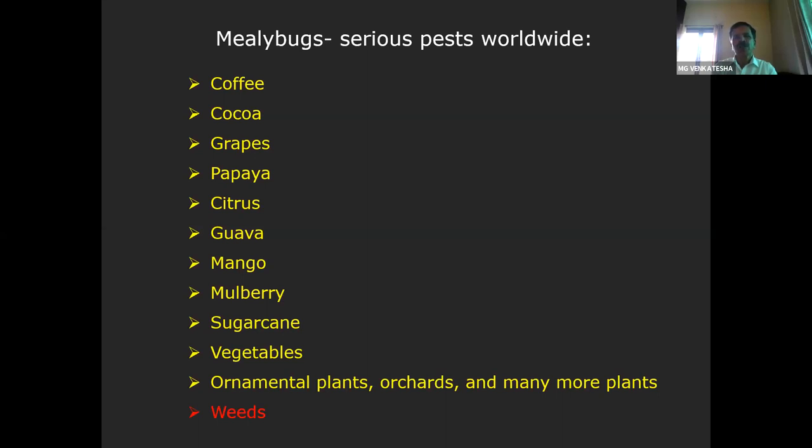So mealybugs are serious pests worldwide. They attack coffee, cocoa, grapes, papaya, citrus, guava, mango, mulberry, sugarcane, vegetables, ornamental plants, orchards, and many more plants. And also, they are on weeds. Weeds are very common in agricultural crops, so in any cultivation, weeds are common. First, the mealybugs will appear on weeds, and then they spread to the important crops. Next slide, please.